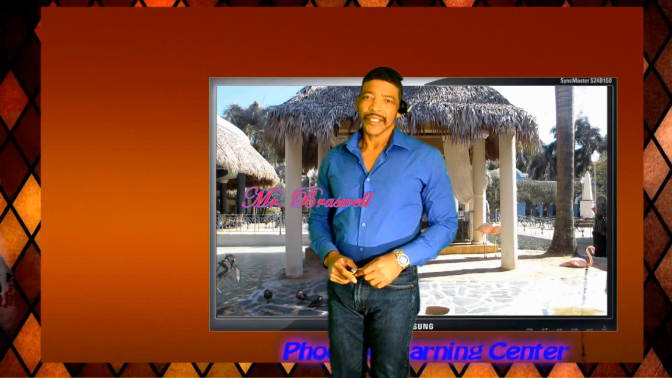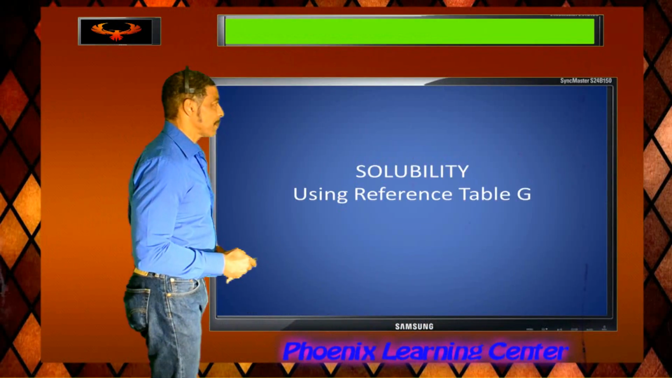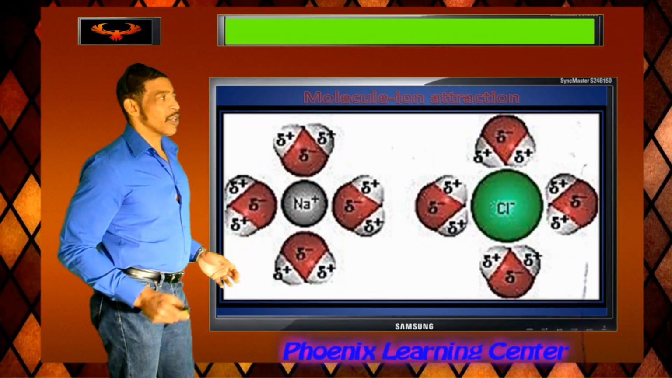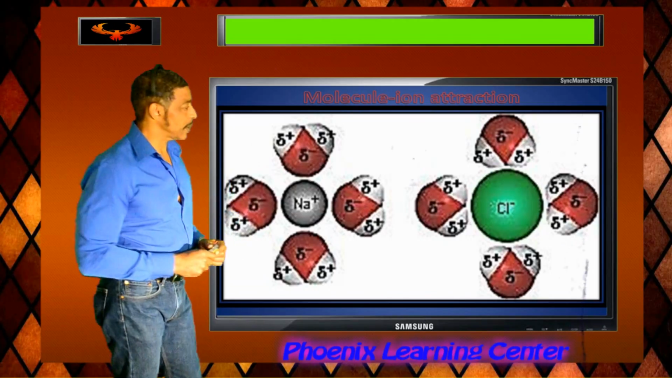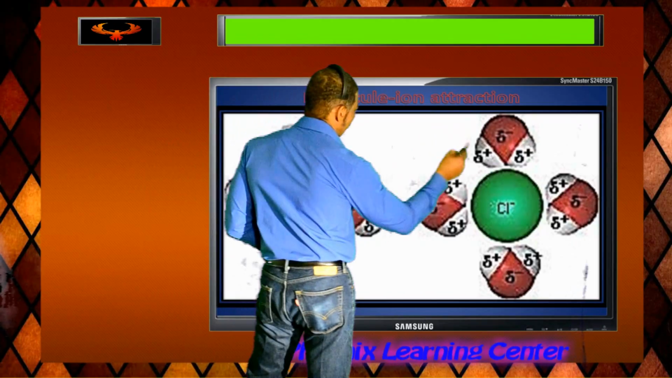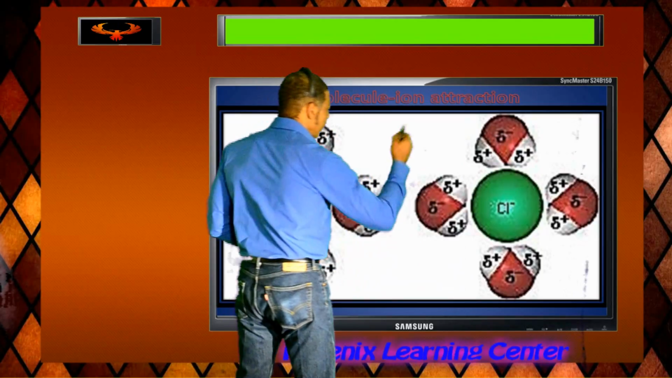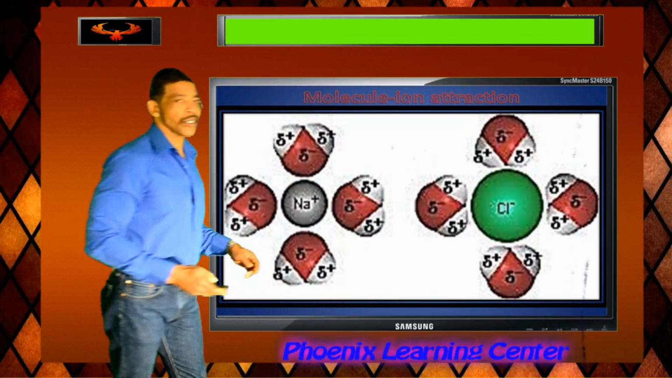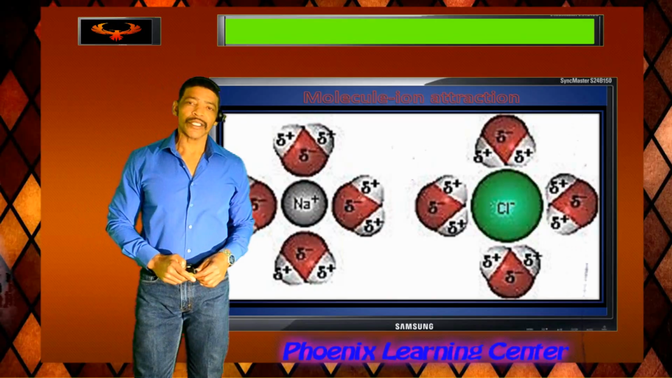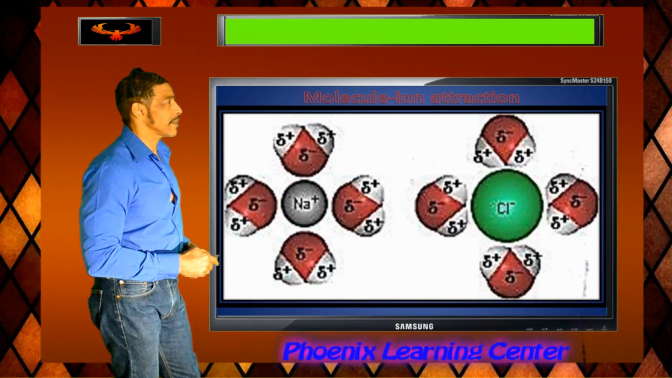During this lesson, I will explain how to use the Solubility Reference Table, Reference Table G. When salts dissolve in water, the interaction between the positive and negative ions from the salt and the polar water molecules are called molecule-ion attractions.